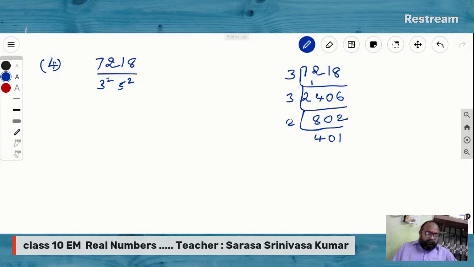I will take a class on prime numbers, and I will explain how to find whether a given number is a prime number. I will explain this concept separately. 401 is a prime number.